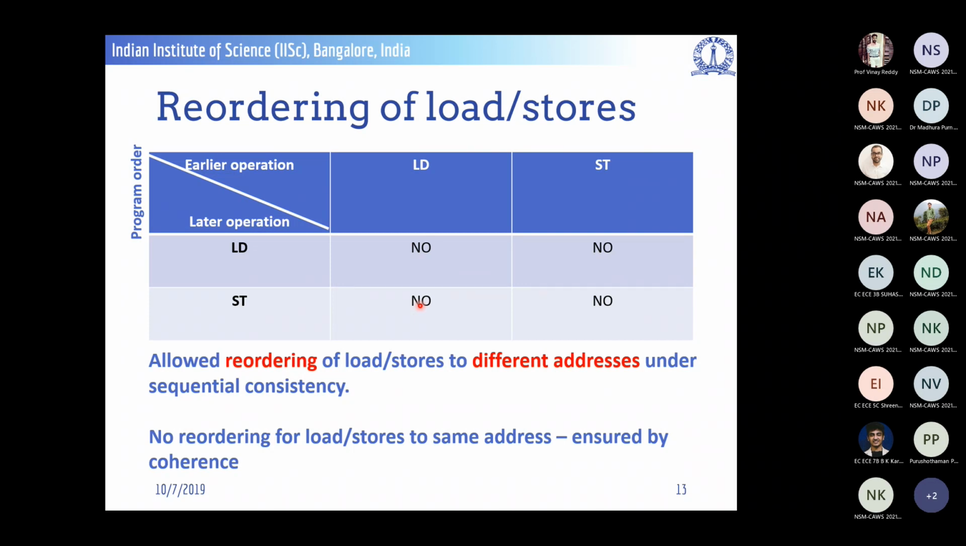And remember that these requirements are for each core. If each core makes sure there is no reordering of loads and stores from its code, even to different addresses, you will automatically abide by this requirement of the sequential consistency memory model. Okay, so let's take some examples to clarify this.